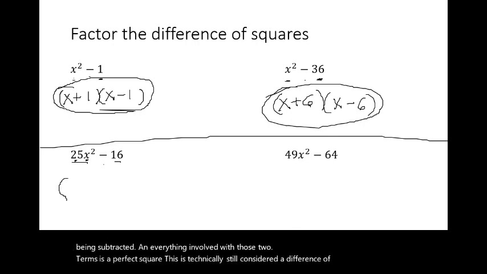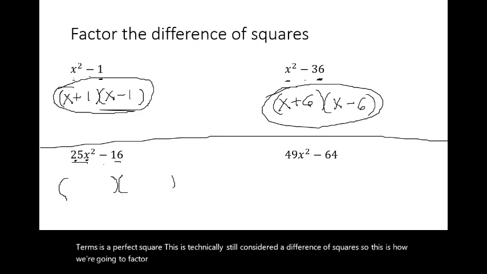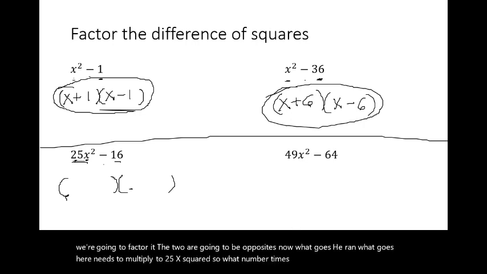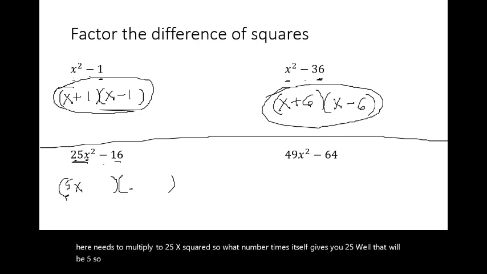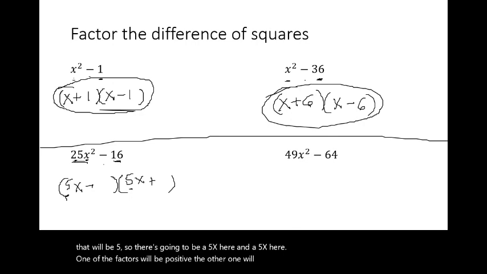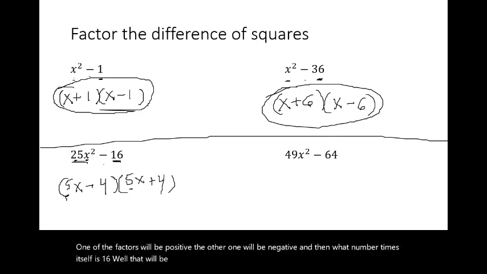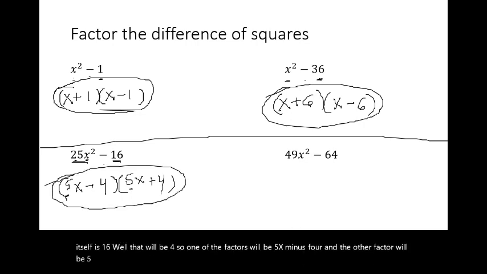So this is how we're going to factor it. The two are going to be opposites. Now what goes here and what goes here needs to multiply to 25x squared. So what number times itself gives you 25? Well, that will be 5. So there's going to be a 5x here and a 5x here. One of the factors will be positive, the other one will be negative. And then what number times itself is 16? Well, that will be 4. So one of the factors will be 5x minus 4, and the other factor will be 5x plus 4.